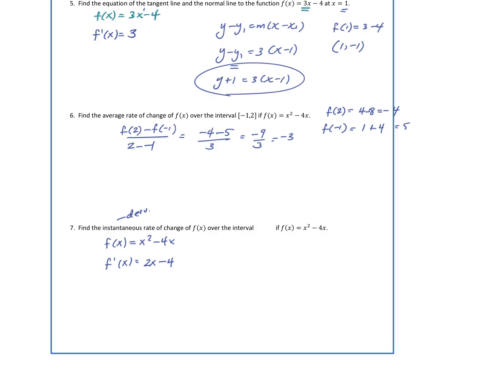Instantaneous rate of change would never be over an interval. This was a typo. It would be at, let's say, x equals 3, for example. So we would do f prime of 3, so 2 times 3 minus 4, 6 minus 4, which is 2. So just make that correction. That was a typo. It would never be over an interval. It would be at a particular moment in time. So in this case, I said let's do it at x equals 3.